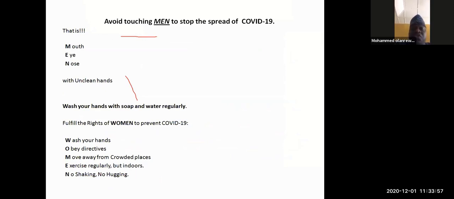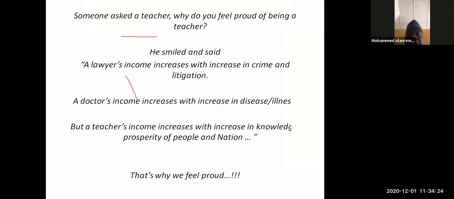M, their mouth, E, their eye, and then N, nose, with unclean hands. Wash your hands with soap and water regularly. Fulfill the rights of women to prevent COVID. W for women, the first one, wash your hands. O, obey directives and move away from crowded places. E, exercise regularly but indoors. No shaking, no hugging.